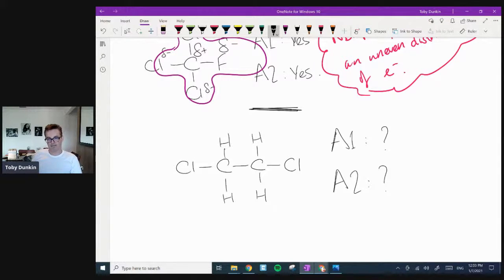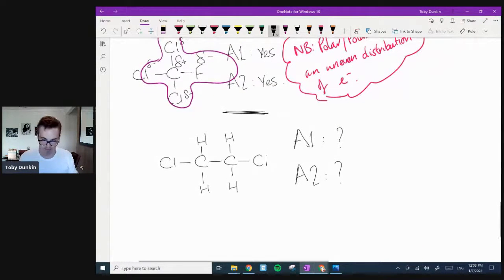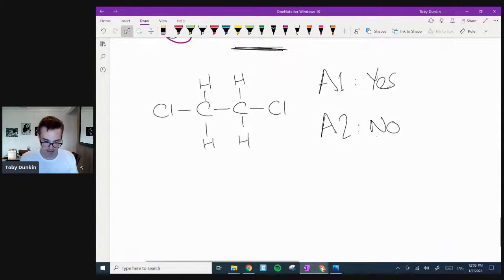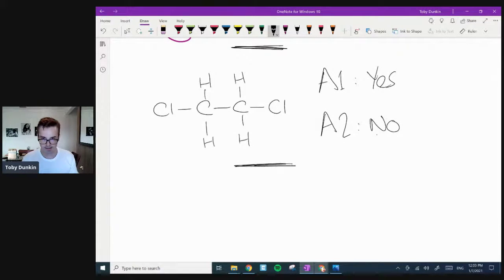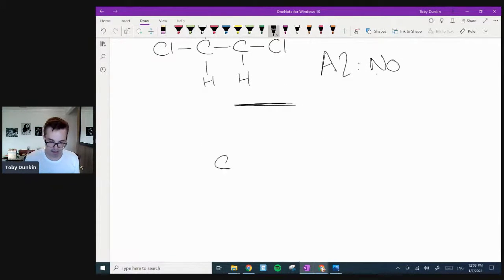Yes and no. Okay, Harry's giving me a yes and no. Yes and no. Well done to you two for being on the ball. Good job. Nice and quick. Yes and no. Definitely contains polar bonds, but the molecule is non-polar. Symmetry on two axes. I like it. Next. What about this?